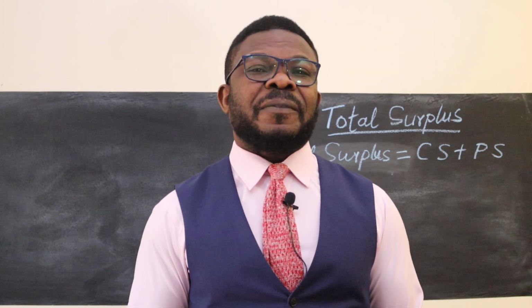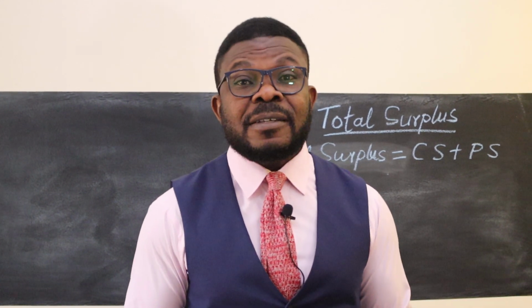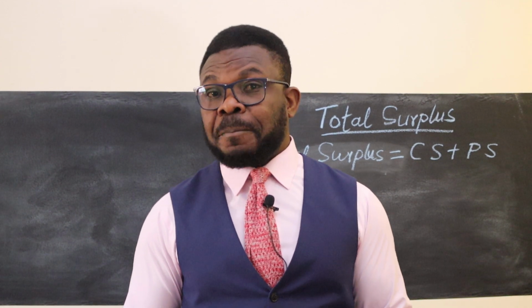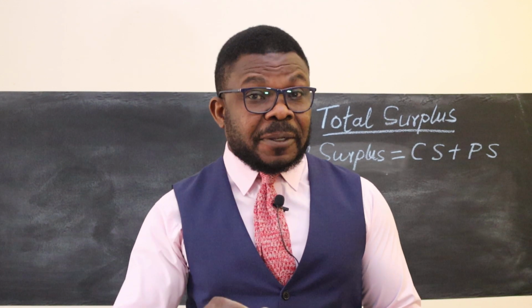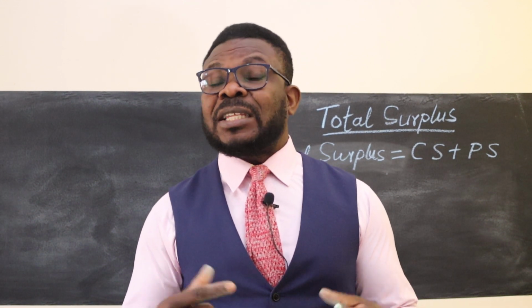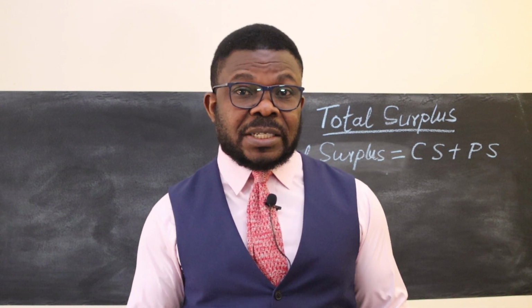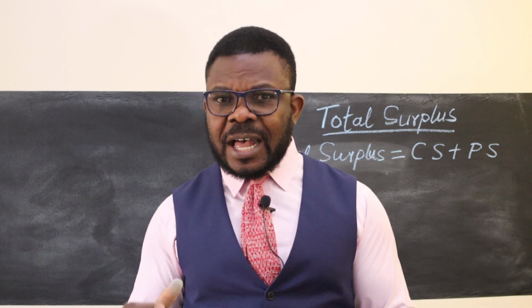Okay, under welfare economics, sometimes students are asked to calculate total surplus, consumer surplus, producer surplus, and the amount of tax in the market. Remember that whatever happens in the market in terms of interaction between the buyer and the seller, both parties benefit. But there's a third party that also benefits, that's the government.